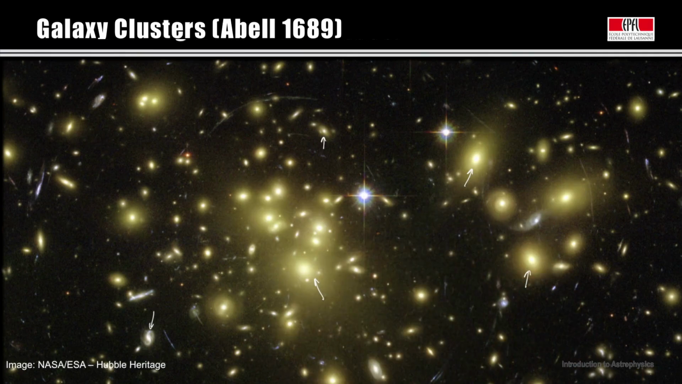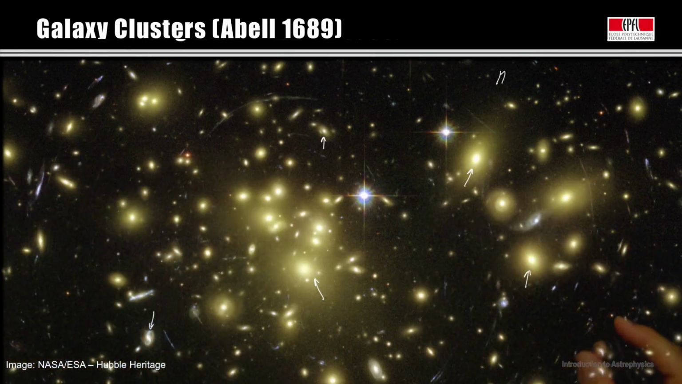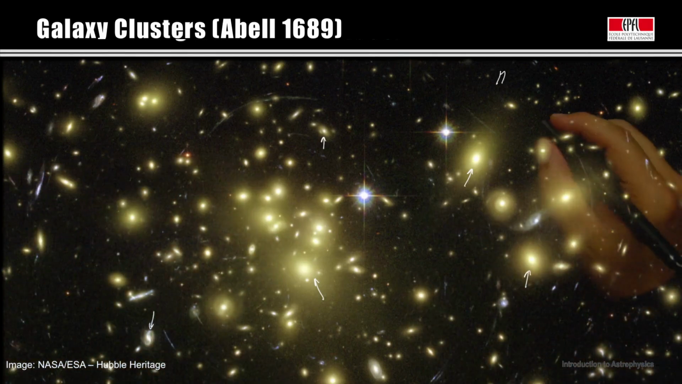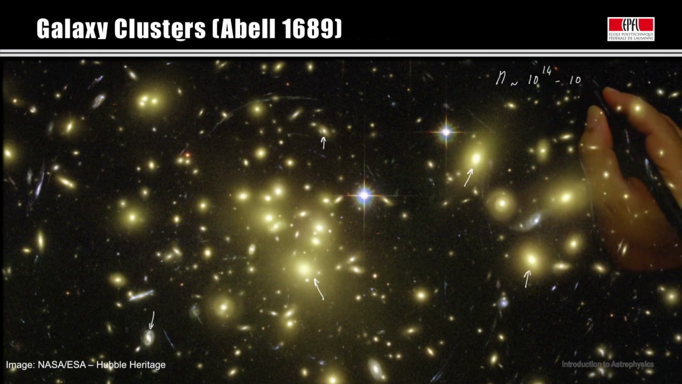Galaxy clusters are the heaviest gravitationally bound structures in the universe. They obviously contain visible matter, but are also surrounded by a halo of dark matter, just like individual galaxies. Spiral galaxies, elliptical galaxies. The masses involved are really huge, between 10 to the 14th and 10 to the 15th solar masses.